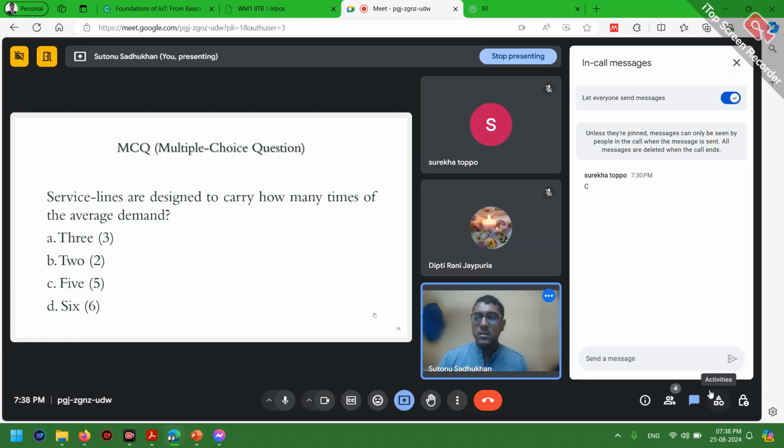How many times of the average demand of water can be carried by the service lines, or they are designed to carry how many times of water as compared to the average demand. If the average demand is, let's say, D, then service lines are designed to carry how much amount of water? Is it 3D, 2D, 5D, or 6D?